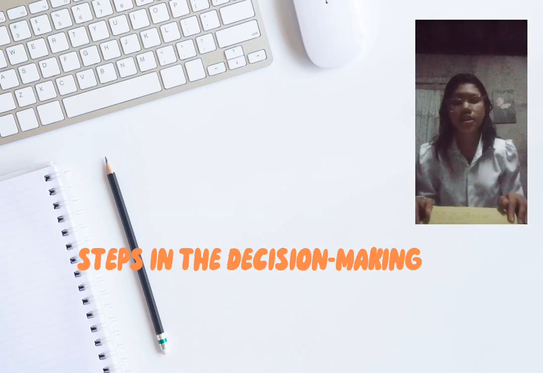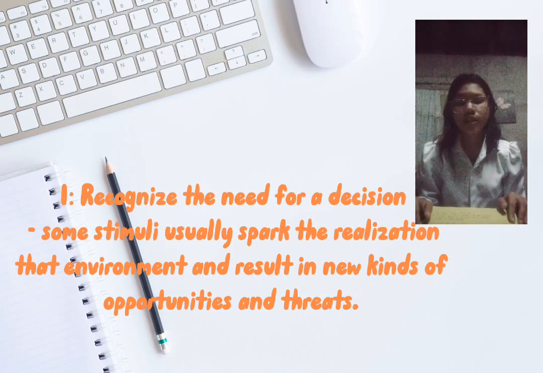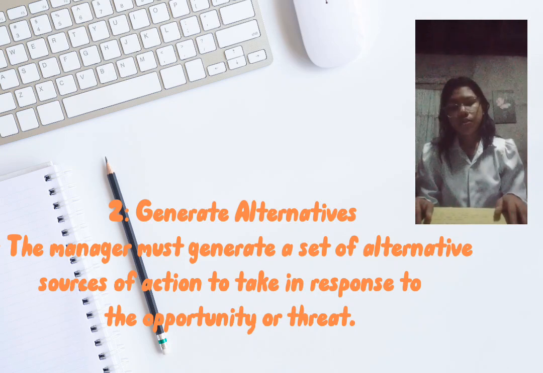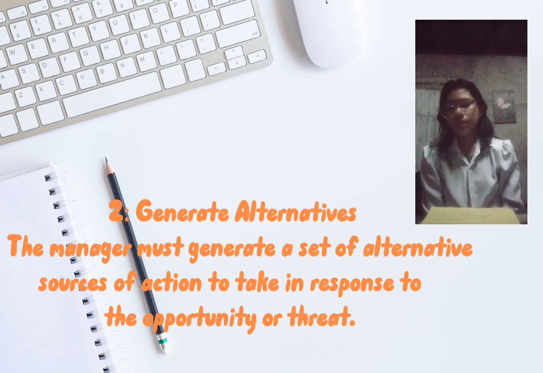Next are the steps in decision making. First is recognize the need for a decision. Some stimuli usually spark the realization that the environment has changed and result in new kinds of opportunities and threats. Second is generate alternatives. When you recognize the need for a decision, we need to generate alternatives for a specific problem. So the manager must generate a set of alternative courses of action to take in response to the opportunity or threats. So we need to find alternatives in order to solve that specific problem.